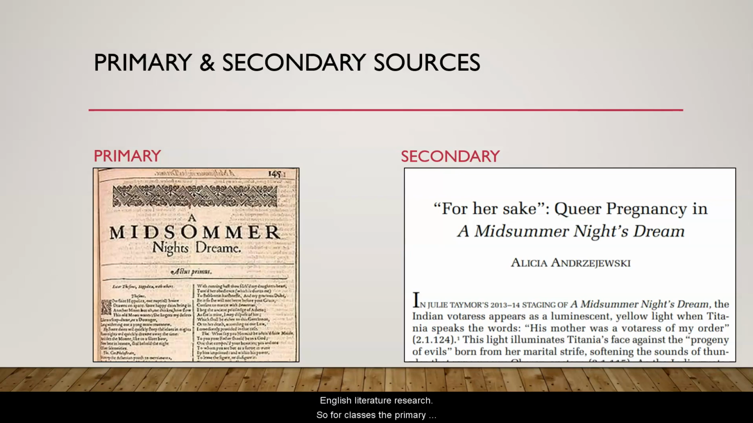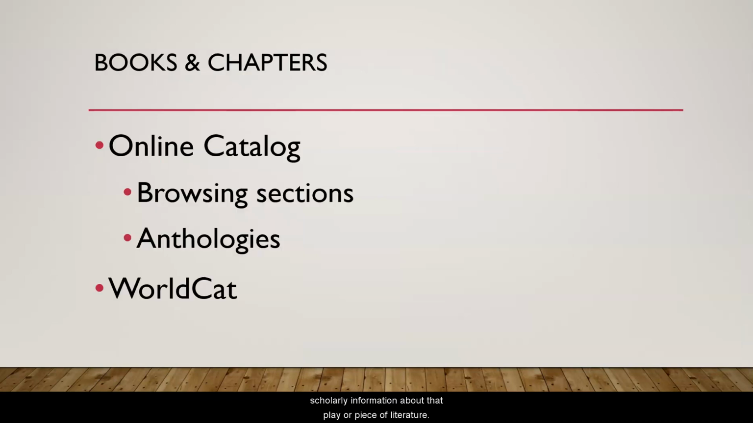So for these classes, the primary source is going to be the play or the piece of literature that you are studying. You probably already have that at this point. What I'm going to show you today is how to find secondary sources or scholarly information about that play or piece of literature. So you may find this information in full-length books or book chapters.